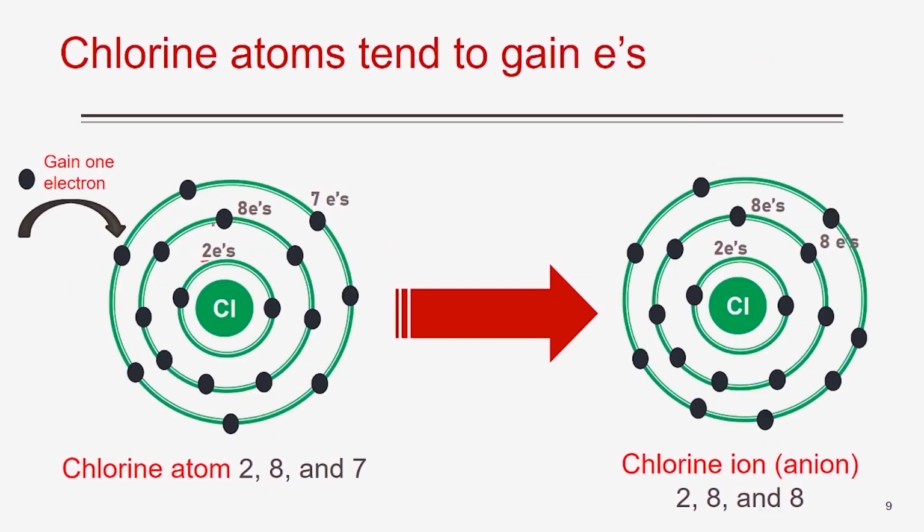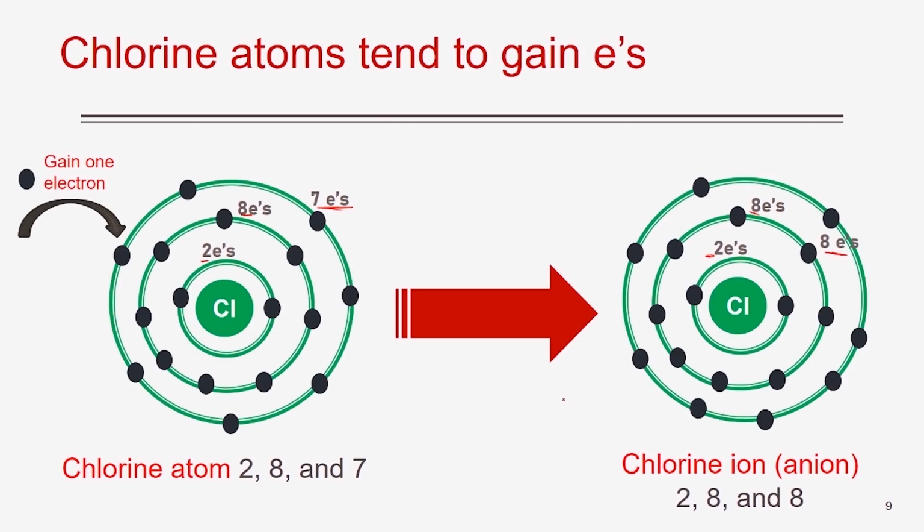Another example, the chlorine atom has 17 electrons, 2 in the first level K, followed by 8 electrons in the level L, and 7 electrons in the level M. The chlorine atom tends to gain 1 electron during the chemical reaction and becomes a chlorine ion. We usually call it an anion, with 2 electrons in the first level, 8 in the second one, and 8 in the third level. Notice the chlorine ion electronic configuration is similar to the argon noble gas.